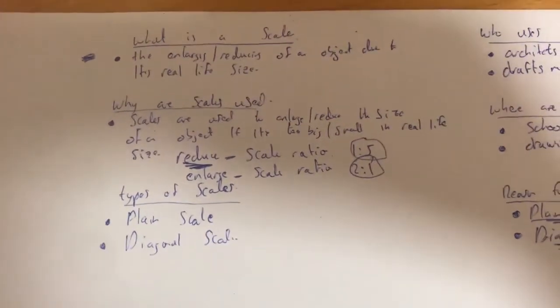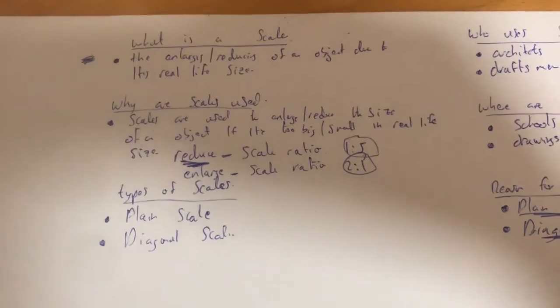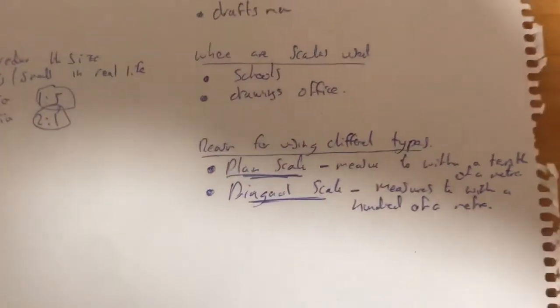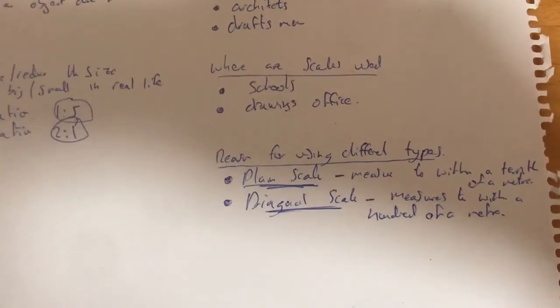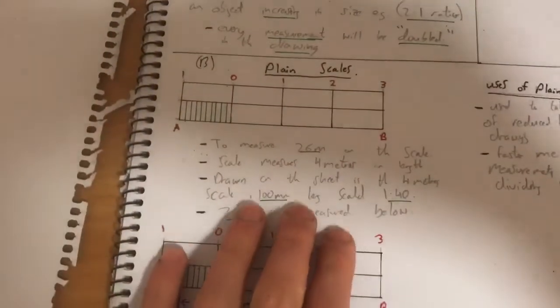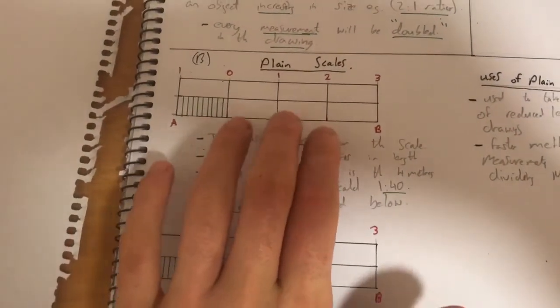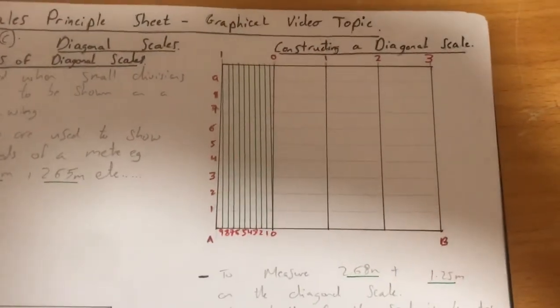And there's two types of scales, the plane scale and the diagonal scale, as we discussed in the principal sheet. A plane scale measures to within 1/10 of a meter, and a diagonal scale measures to within 1/100 of a meter. And lastly, again, this is just an example of a plane scale, which measures to within 1/10 of a meter, and this is an example of a diagonal scale, which measures to within 1/100 of a meter, as we've gone through.